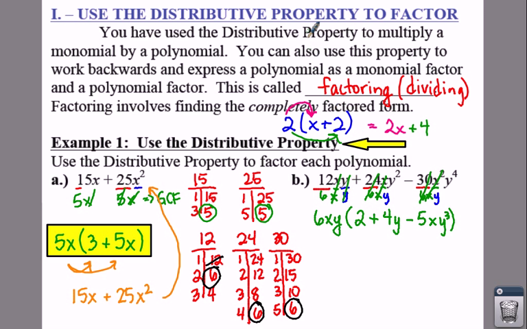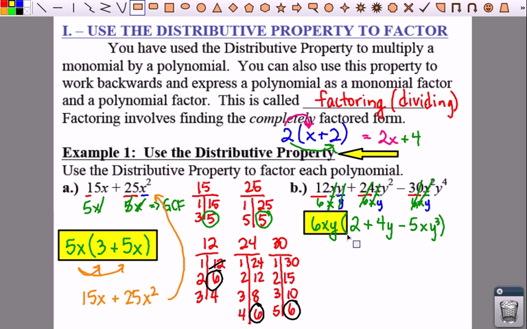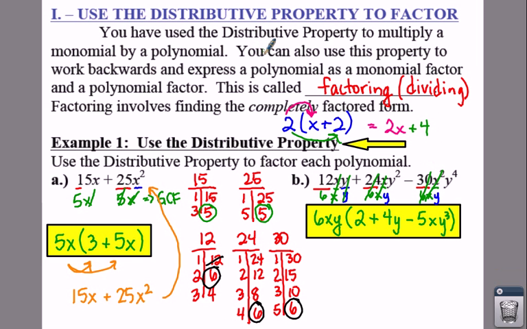So this is your fully factored polynomial. We took out a greatest common factor, which was 6xy, and divided each of those three terms by what we took out. Notice inside the parentheses, all three of these terms do not have something in common still. That is how you're going to use your distributive property to factor.